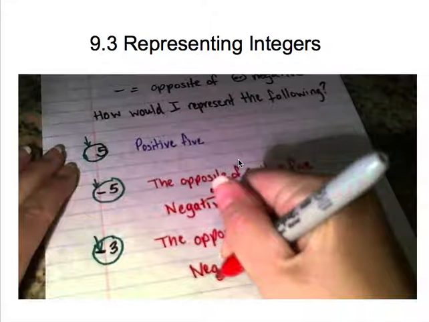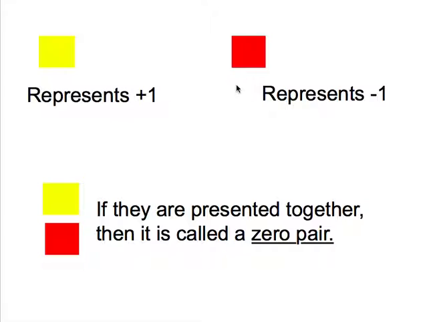All right, grade sevens, we're going to quickly review how we represent integers. We're going to take a look at how we use positive and negative integers, and we're going to be using value squares. Now, value squares are really going to help us. Yellow ones in our case represent a positive one, and red ones represent a negative one.